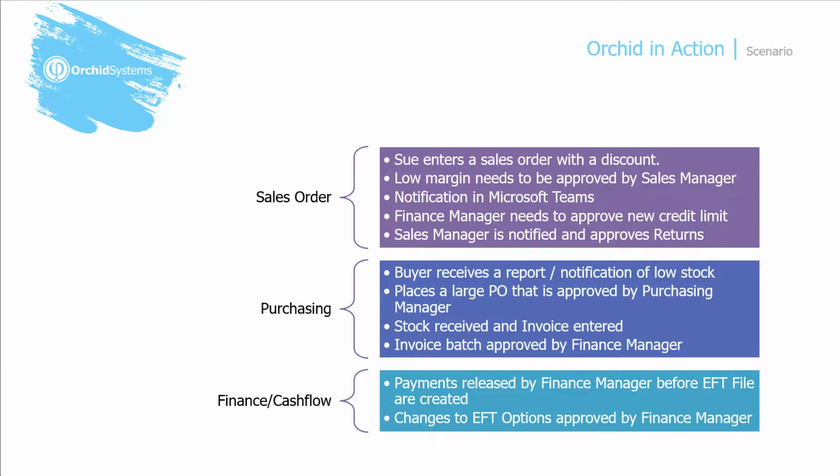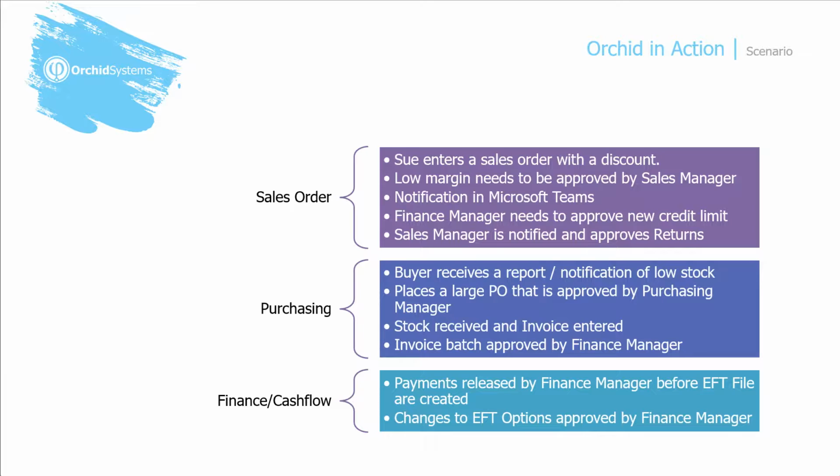The scenario we'll look at is Sue enters a sales order from a customer with a discount. Because of the low margin, it needs to be approved by the sales manager. When the order is released and approved, the sales team gets a notification through Microsoft Teams. And then the finance manager needs to approve increased credit limit for customers, and the sales manager is notified and approves returns. On the purchasing front, a buyer receives a report and notification of low stock.